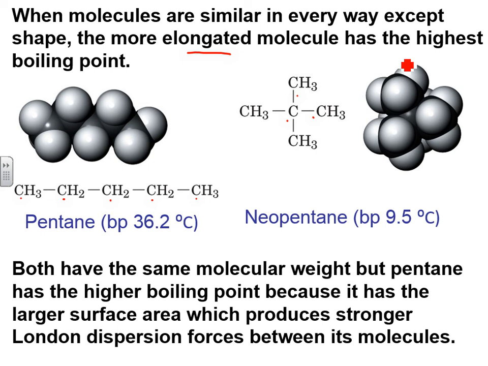However, this is called pentane. It has a boiling point of about 36 Celsius, which is above room temperature, so it's a liquid at room temperature. Whereas neopentane has a boiling point below room temperature, so this would be a gas at room temperature, at 9.5 degrees Celsius. So they both have the same molecular weight, but the higher boiling point of pentane is due to the fact that the shape is longer.